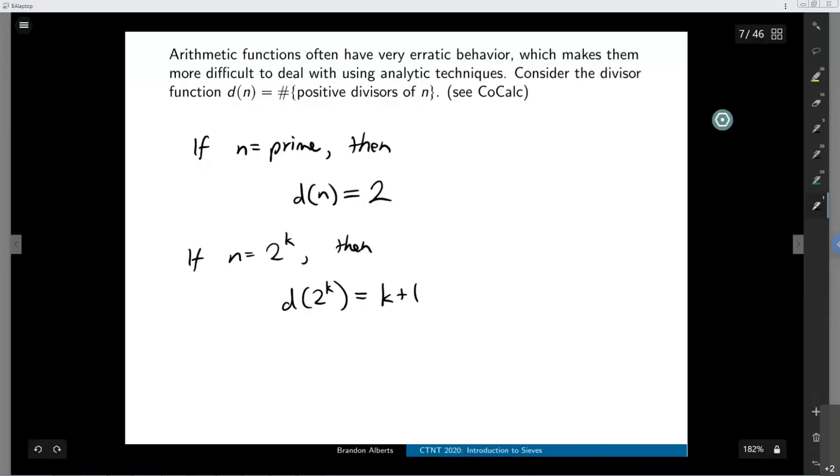Okay. So let's actually do some graphs here.